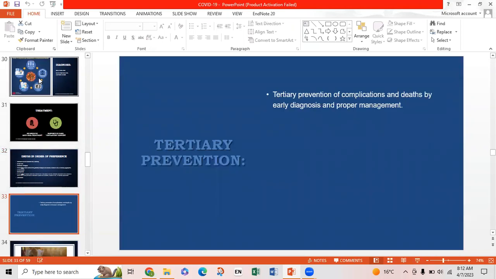Tertiary prevention of the complications and deaths by early diagnosis and prevention. This is given in the tertiary care setting. It includes ventilator care or the care that is provided by the antiviral medications injected.